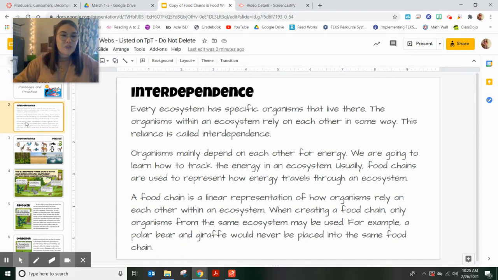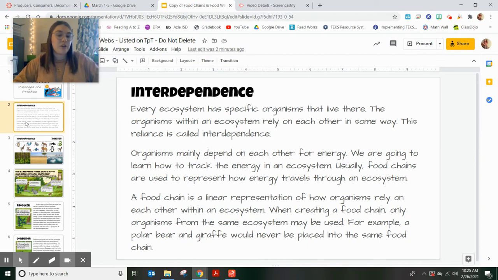Most of the time, organisms depend on each other for energy. We're going to learn how to track this energy in an ecosystem. Usually, food chains are used to represent how energy travels through an ecosystem. And raise your hand if you've ever heard of a food chain. All right. A food chain is a linear, that means left to right, a linear representation of how organisms rely on each other within an ecosystem.